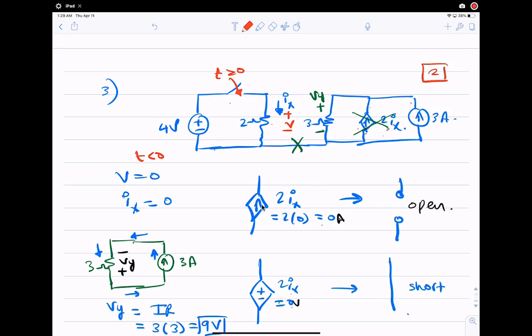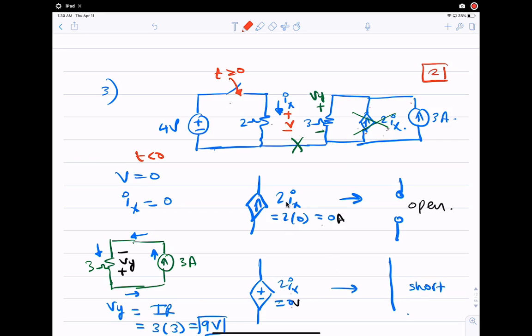I want you to pay attention. If the value of the dependent current source is 0, that means it's an open circuit. That means you just remove it from the circuit. While if it was a voltage source and the value of the voltage source is 0, that means it's a wire, it's a short circuit. Why? What does a 0 volt mean? It means it's a wire. There's no difference in voltage between this point and this point.